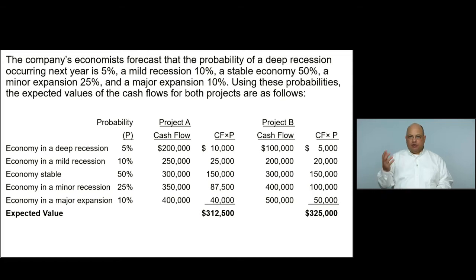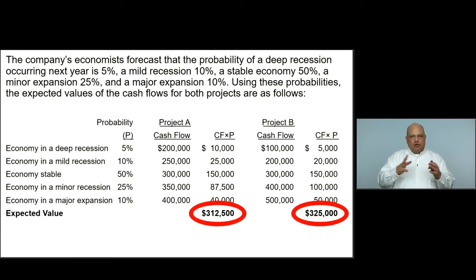And so we do each of those calculations, we have all of the math there, and what we end up with is the expected cash flow for Project A is $312,500. The expected cash flow for Project B is $325,000. So a little difference between them, but there is a difference between them. But what we see here in terms of the risk is the dispersion of those possible cash flows, those possible outcomes.